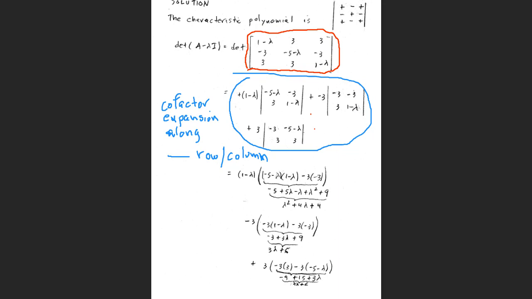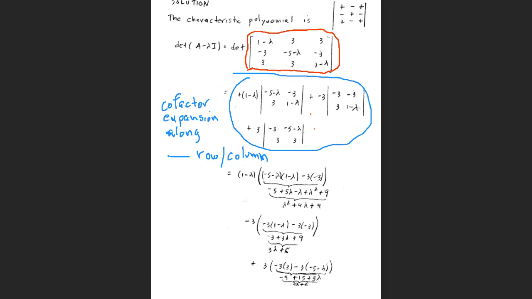Okay, so I want to know if I'm expanding along the first row or the first column, second row or second column. What row or column do I appear to be expanding along for this cofactor expansion? David's thinking the first column.